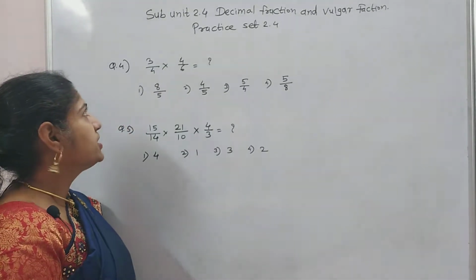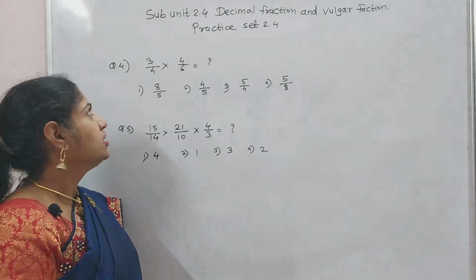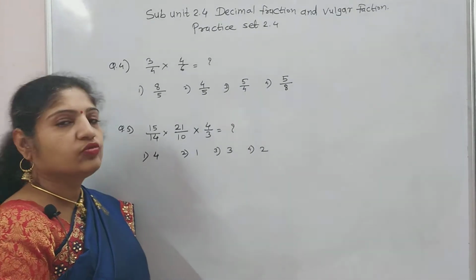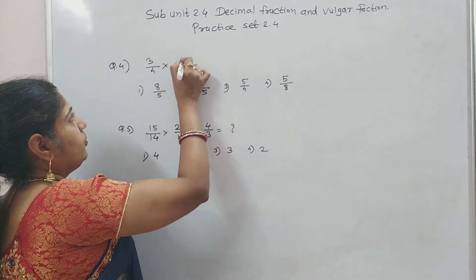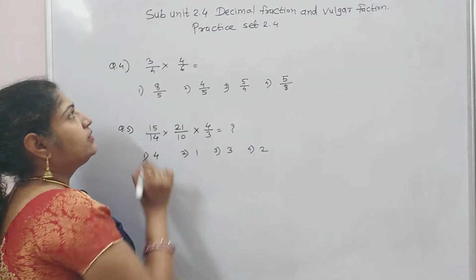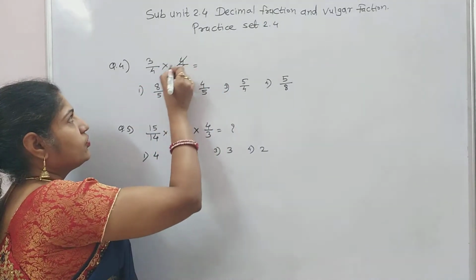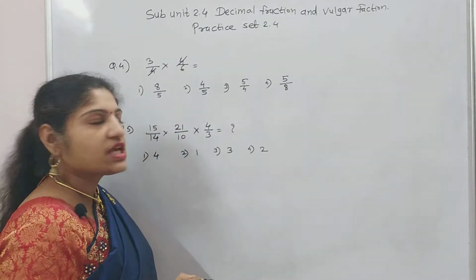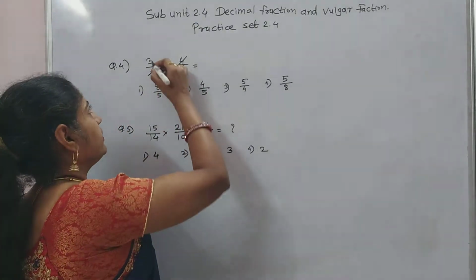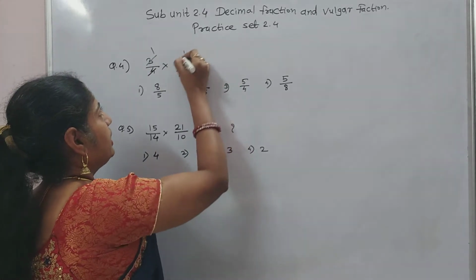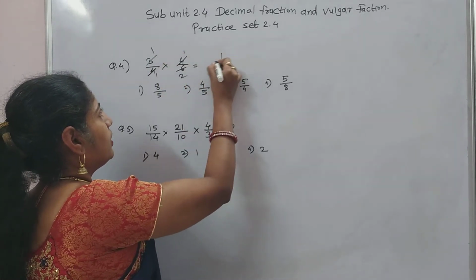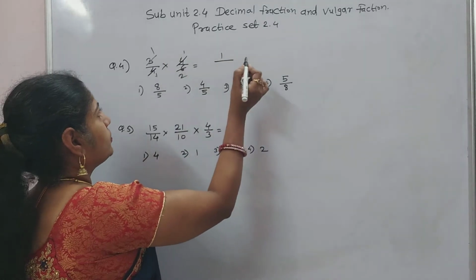Now the next question is multiplication of two fractions. 3 upon 4 into 4 upon 6. Here numerator and denominator can be divided. 4 ones are 4, 4 ones are 4. 4 fours are cut in numerator and denominator. 3 ones are 3, 3 twos are 6. And in the numerator, 1 into 1, and 1 into 2, 2.